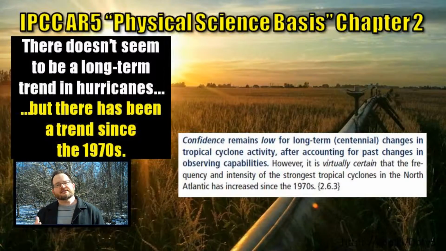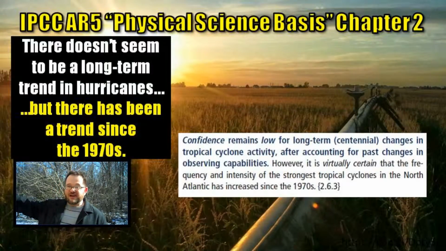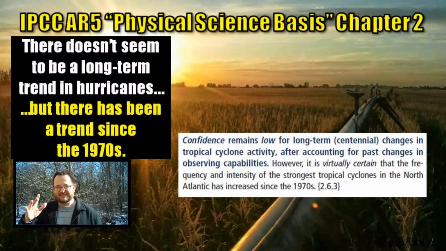Now, when you actually look at the statistics for the hurricane, notice they say, it is virtually certain that the frequency and intensity of the strongest tropical cyclones in the North Atlantic has increased since the 1970s. This is actually a big deal. From about 1975 to about 2005, the number of major hurricanes in the Atlantic skyrocketed. I mean, 2 to 3 times as many of them per year. They're saying that is virtually certain.